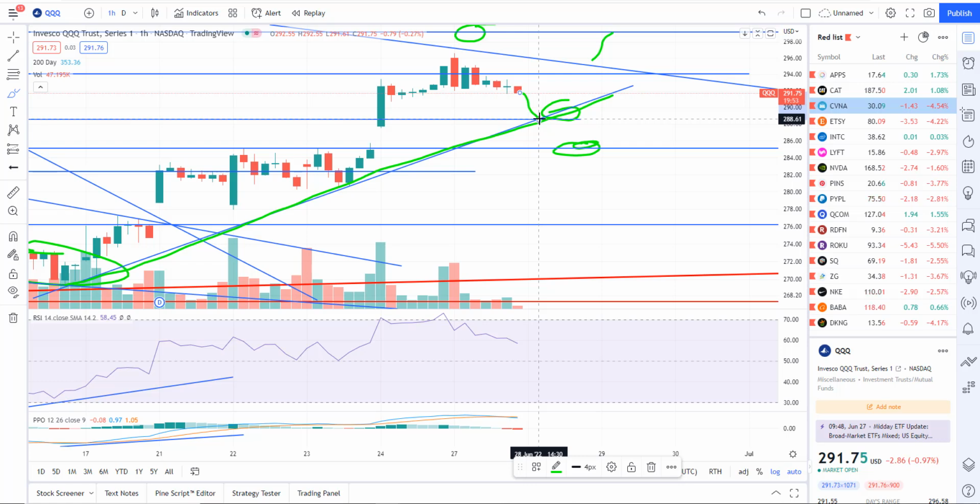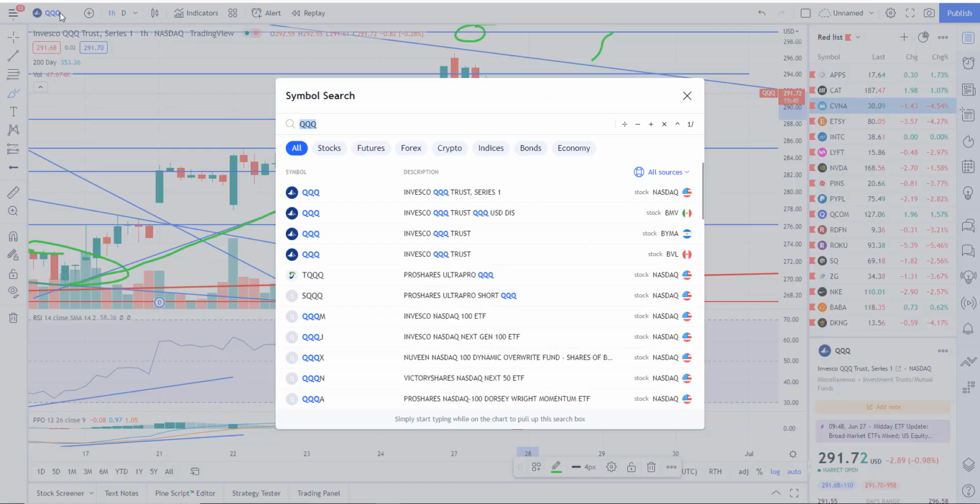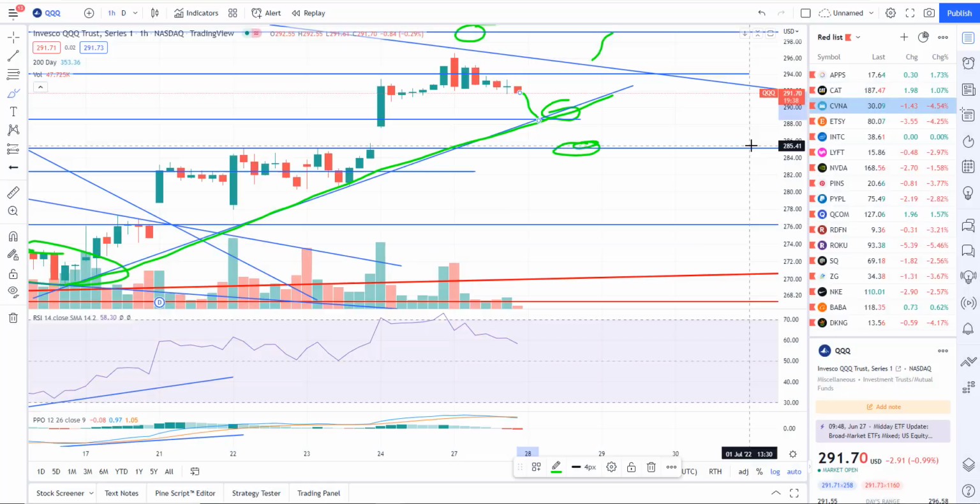288.50 should be support, and we should rally from there. So that's all I see. Now a break of that trend, and things start to change. So we'll keep an eye on that trend for now, but nothing's really changed there. So we'll just move on.